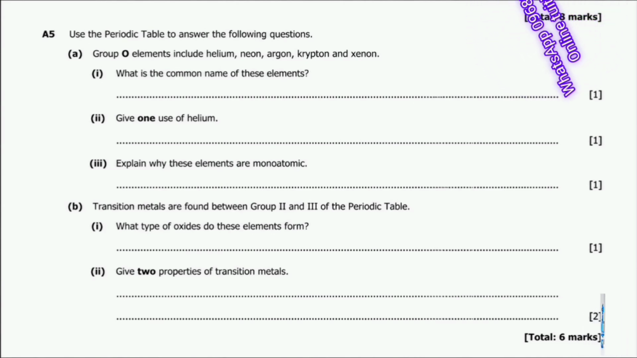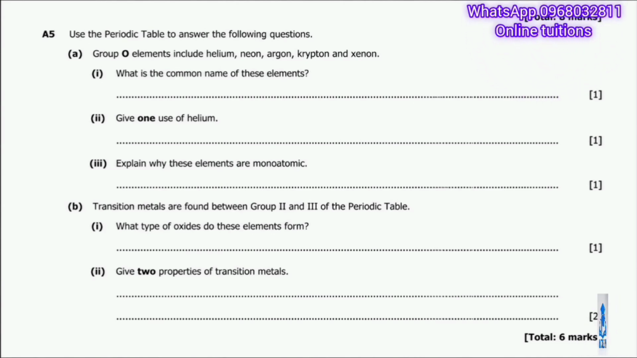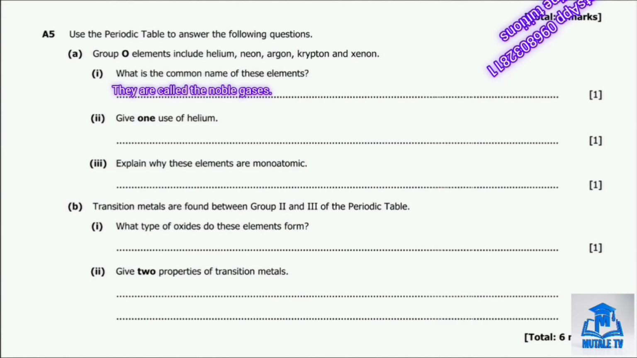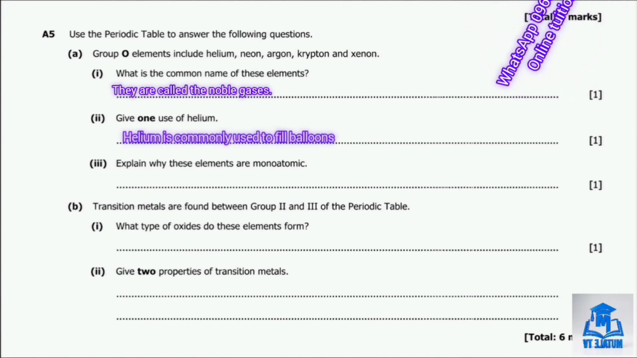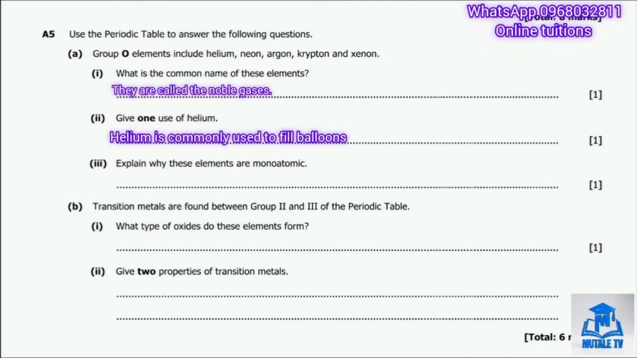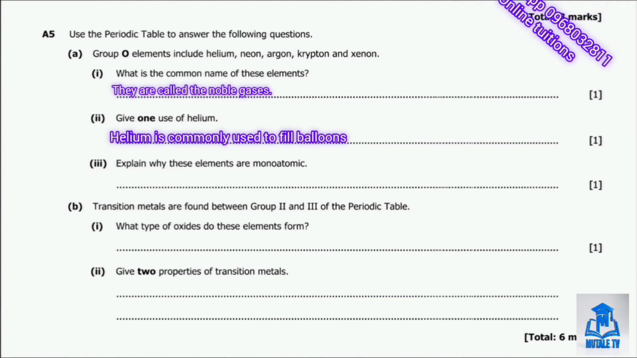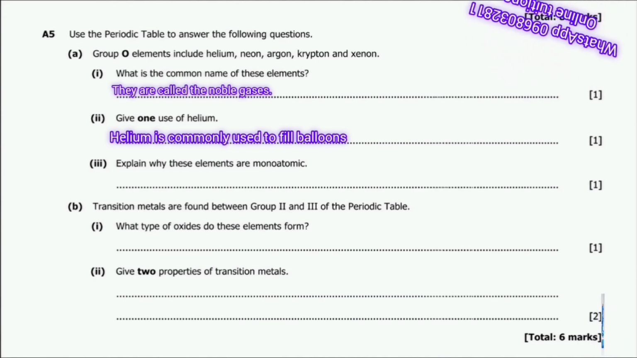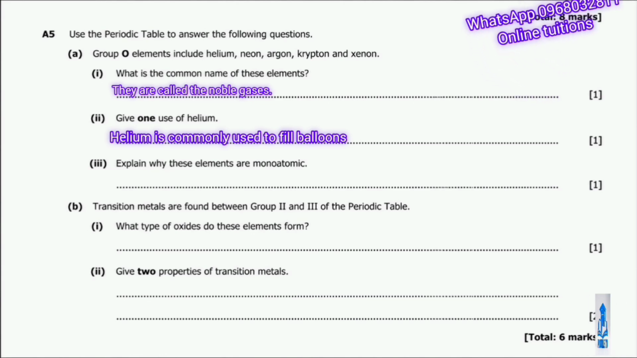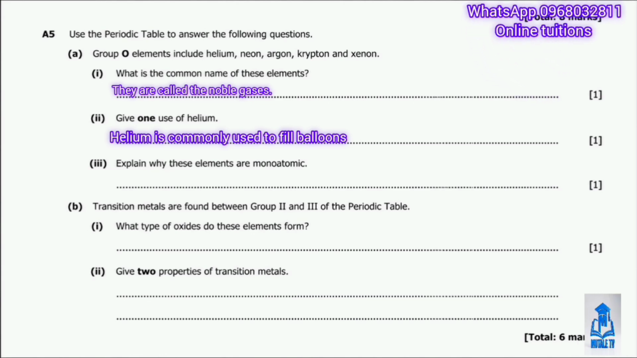So part A1 asks for the common name of these elements, and these elements are called the noble gases. Part A2 asks for one use of helium. Helium is commonly used to fuel balloons and airships because it's much less dense than air and is non-flammable, unlike hydrogen. Okay, moving on to question A3, which asks us to explain why these elements are monoatomic.